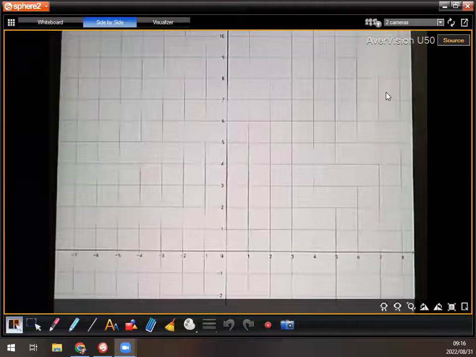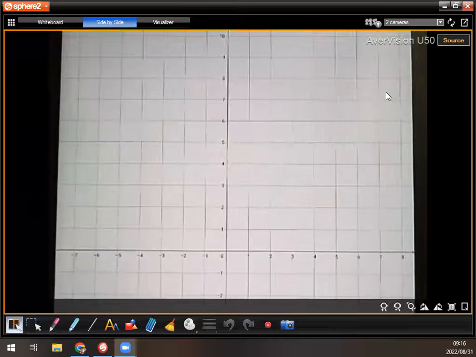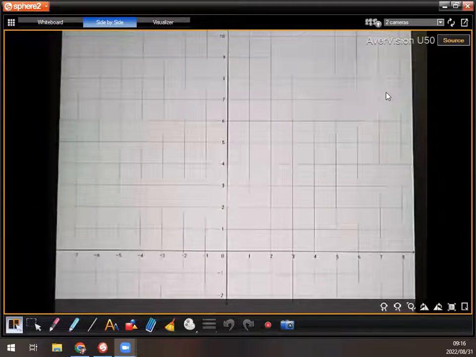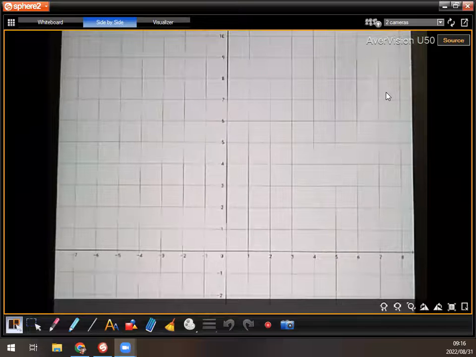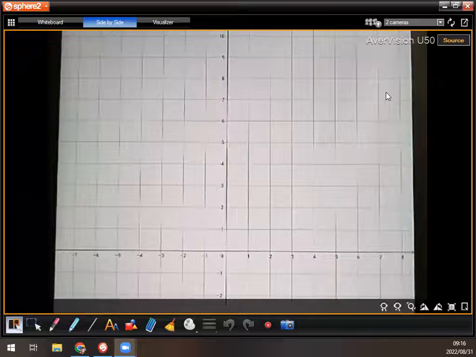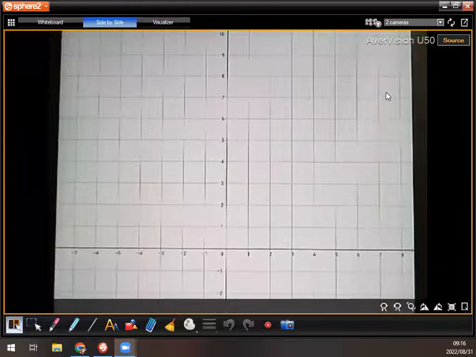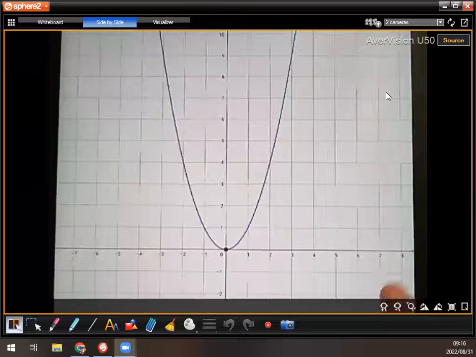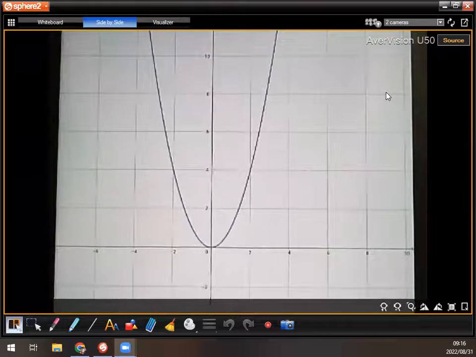For now, we're just going to change the a value first and see what happens. So I'm going to look at, for example, y equals x squared, and then y equals 3x squared, y equals negative 2x squared. All right, we're going to look at a few of them and see what that does to the graph. Okay, so the first one that I'm going to put in here is y equals x squared. All right, that is what the graph of y equals x squared looks like.